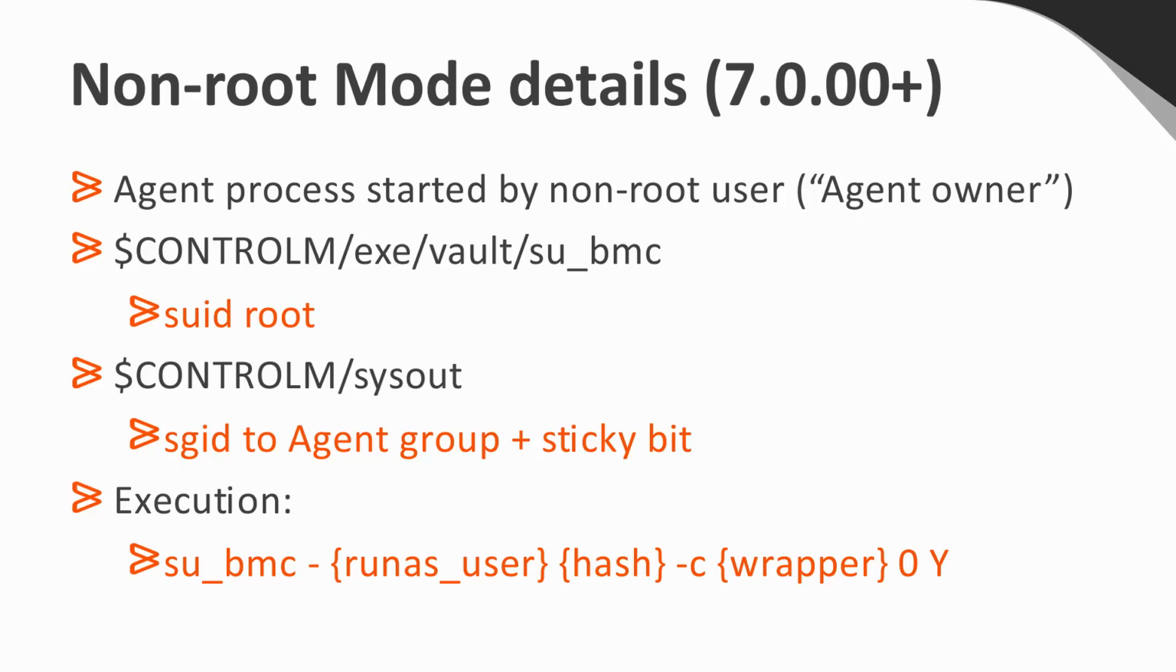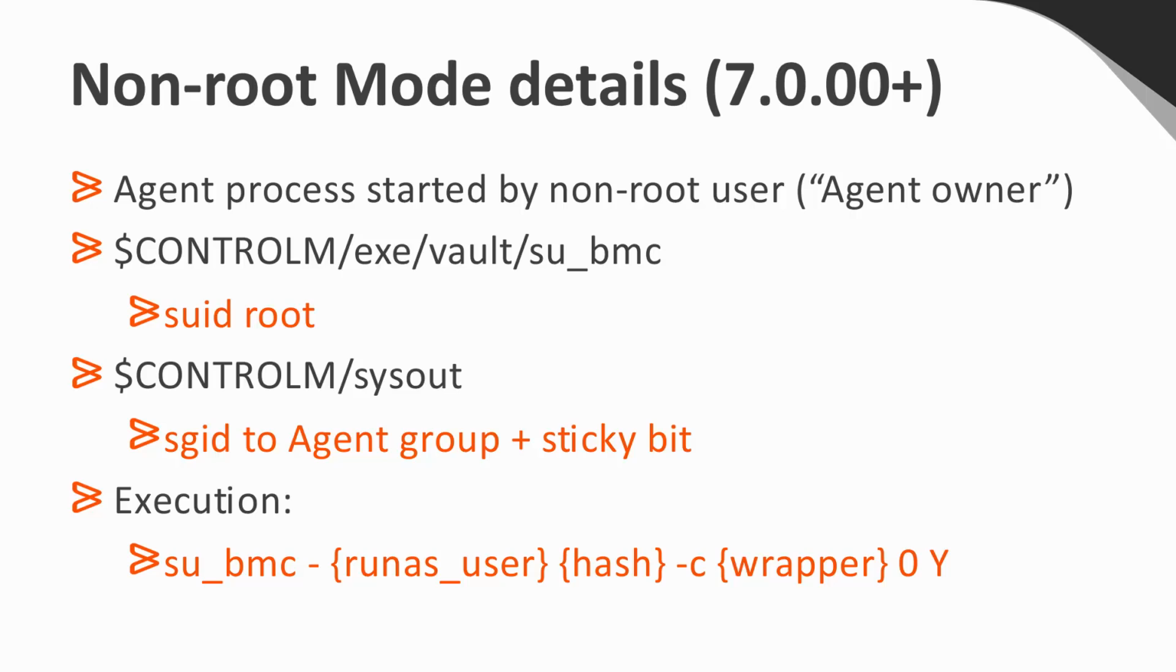Now, this differs slightly when we change it to non-root mode. When we're running in non-root mode, the agent is started as another user, typically the agent owner, and we have to make a couple of changes. We use our own utility called su_bmc, and this is suid to root, which means that this specific utility is running with root privilege. And we also change some permissions on the sysout directory to essentially ensure it's accessible.